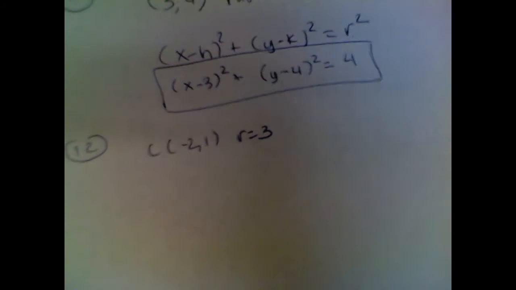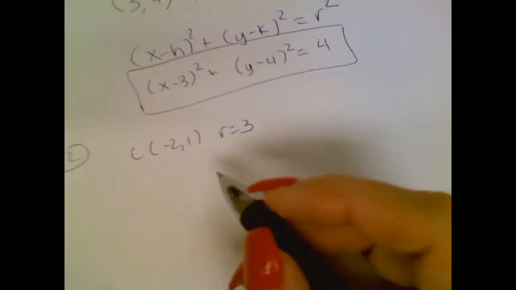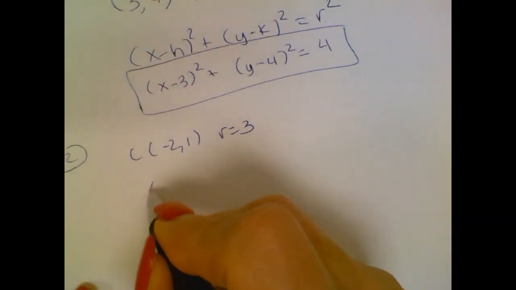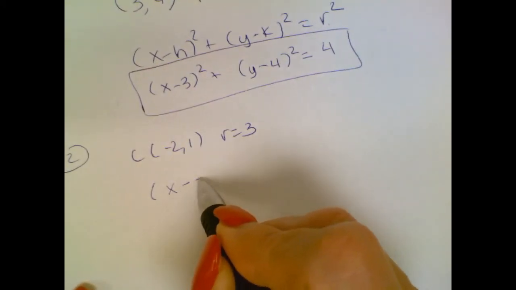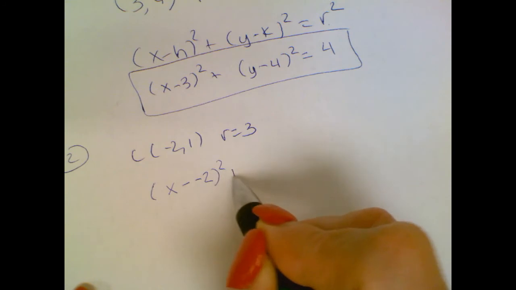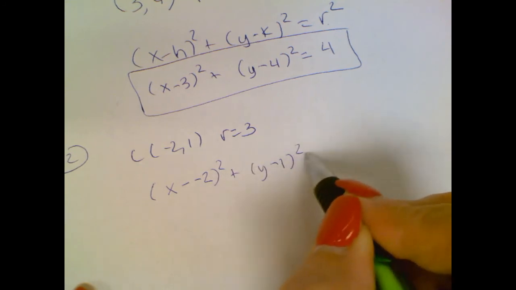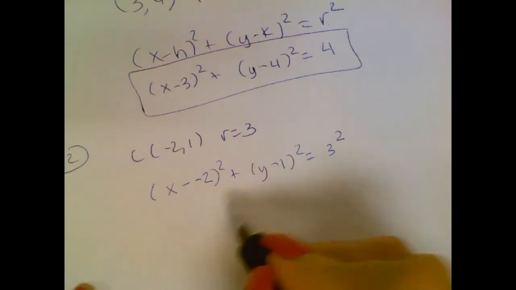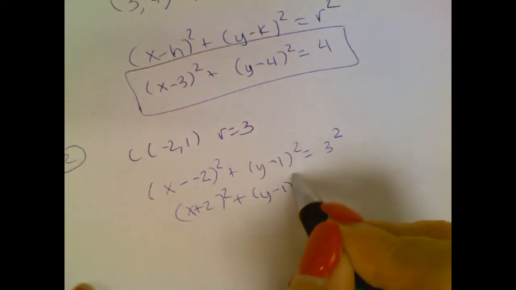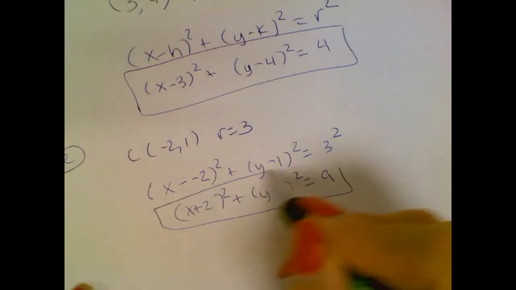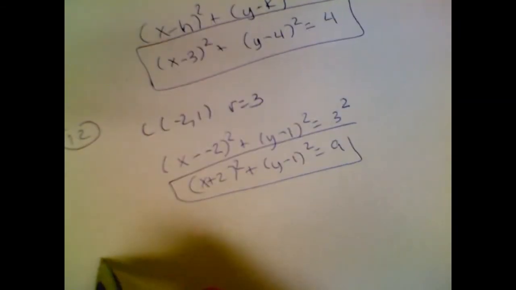Oops, I messed up my thing. So we're just writing an equation of the circle. Using our formula from above here, it's x minus -2 squared plus y minus 1 squared equals 3 squared, which is x plus 2 squared plus y minus 1 squared equals 9. So that's the answer to 12.